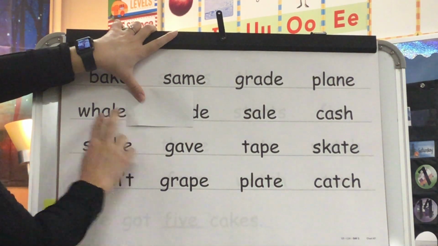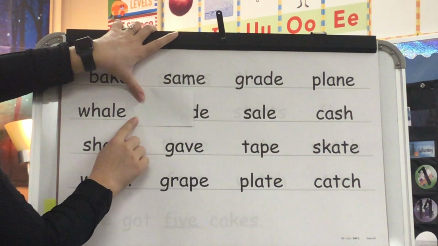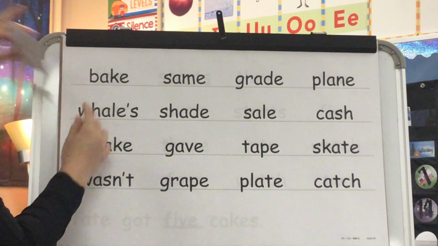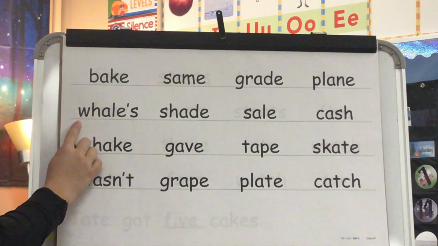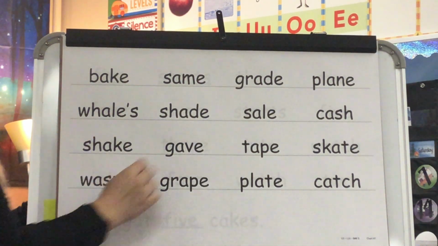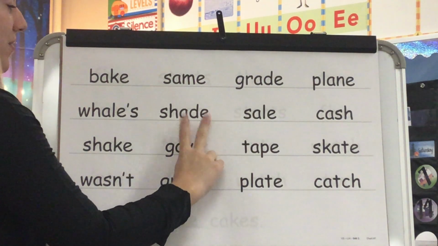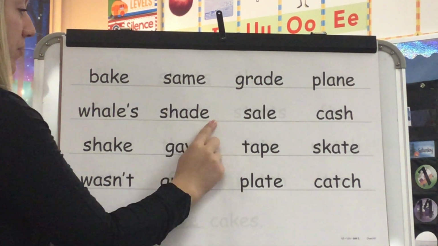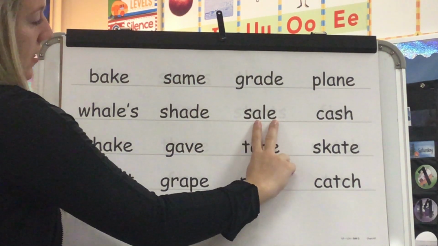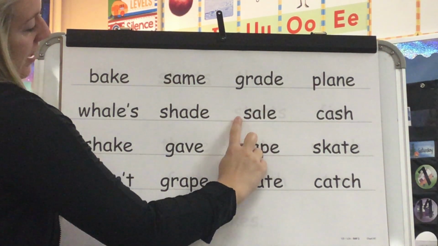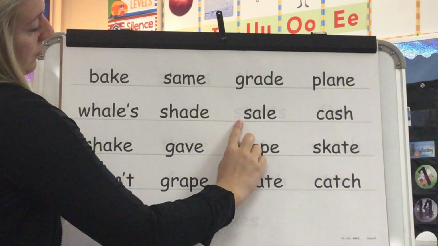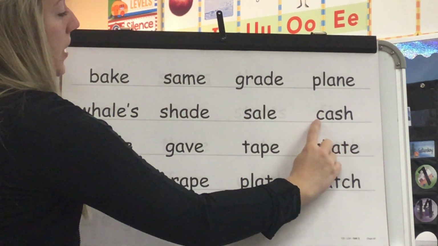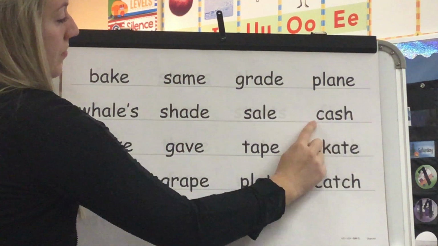Sound? A. Word? Whale. Sound? S. Word? Whales. Yes, whales. Sound? A. Blend? Sh. Aid. Word? Shade. Yes, shade. Sound? A. Blend? S-A-L. Word? Sail. Sound? A. Blend? K-ash. Word?